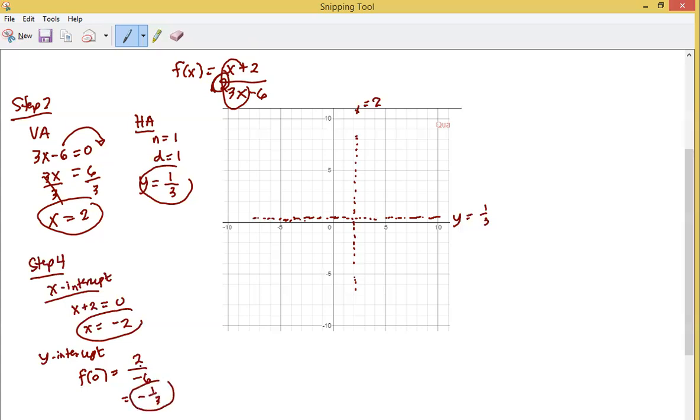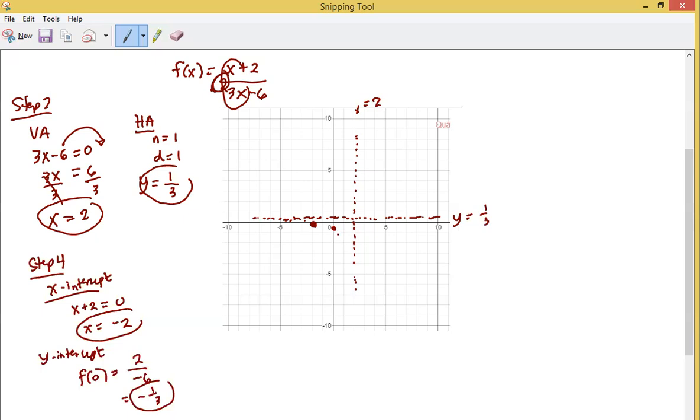Then we plot it on the graph. For the first one, x equals -2. We plot it here. There is x equals -2. For y, it's -1/3. So here.